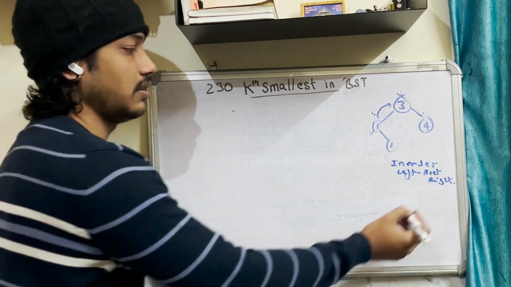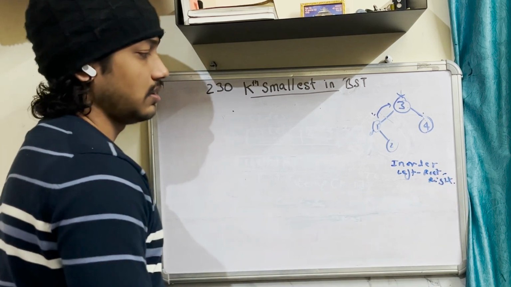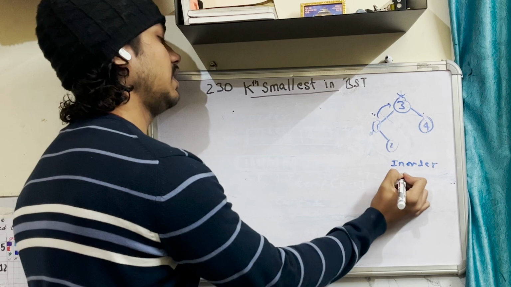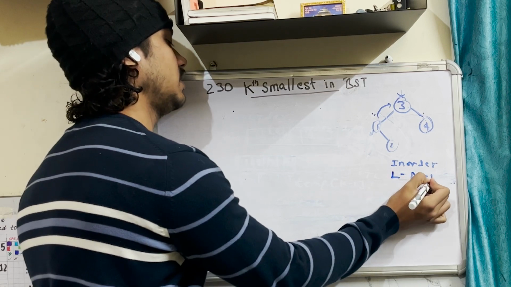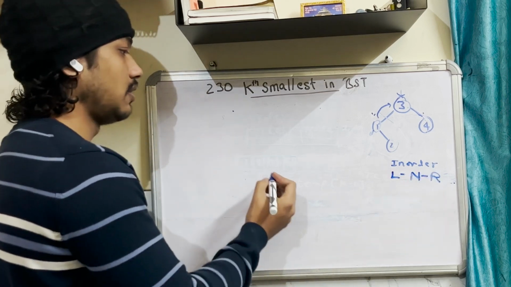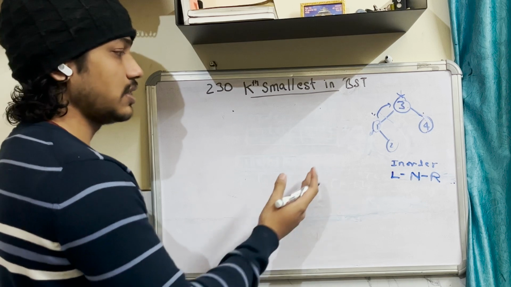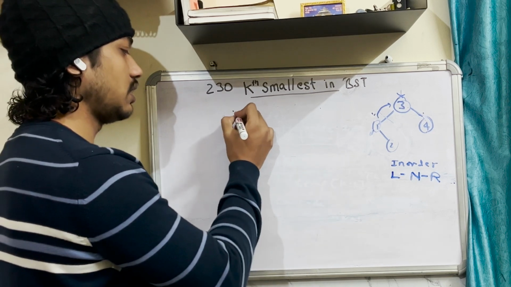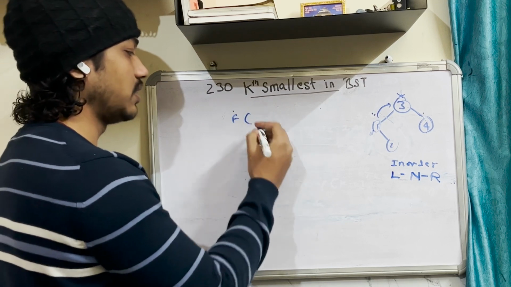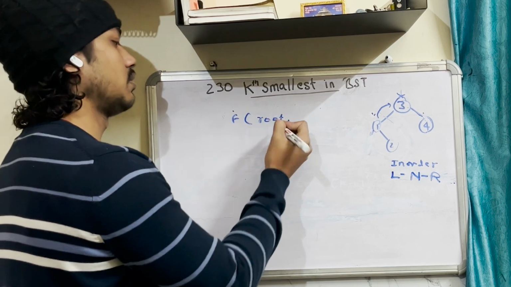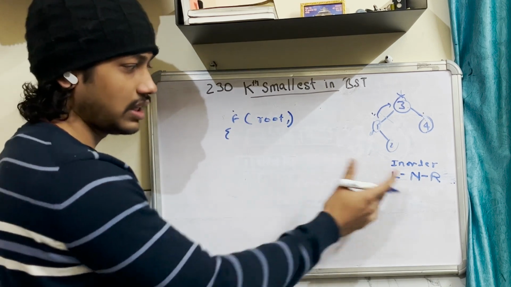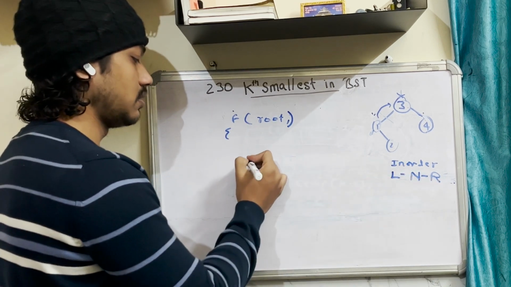Okay, left, root, right, or we can say left node and right. So if you can just track the number of nodes you have visited, I'm simply writing a function and passing the root, and for in-order traversal, you know, left, node, and right.